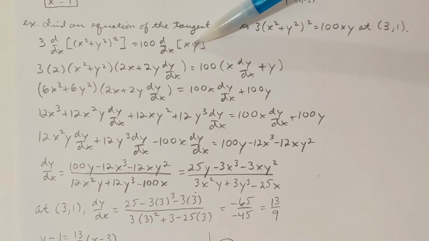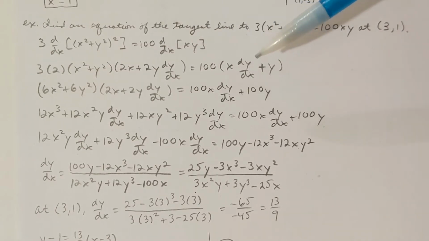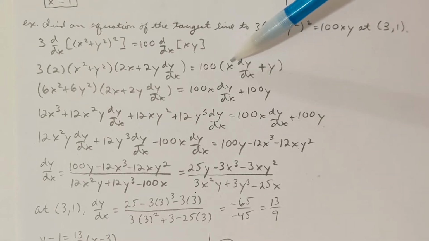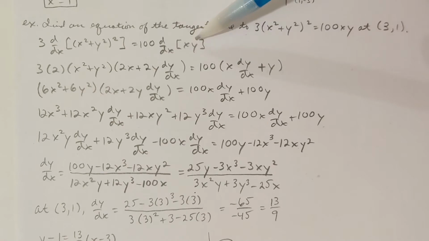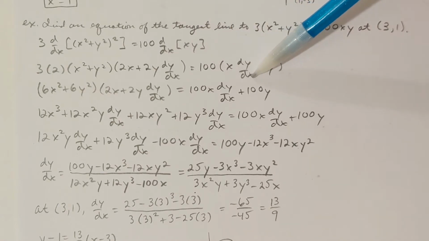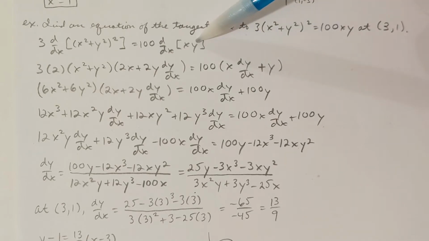on the right, x times y, that's a product, so I need to use the product rule. Well, let's use that. So the first is x times the derivative of the second, the derivative of y is dy/dx, and then plus the second, which is y, times the derivative of the first, the derivative of x is 1.